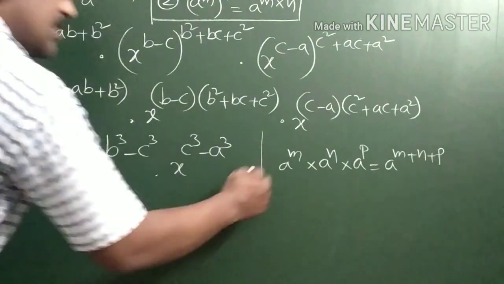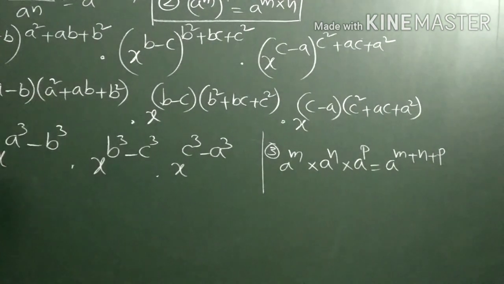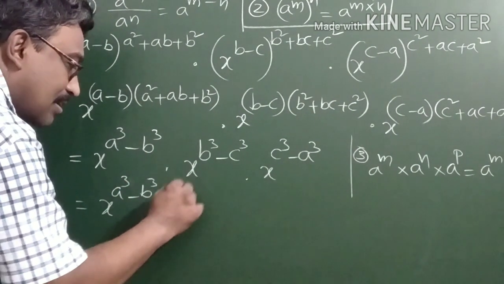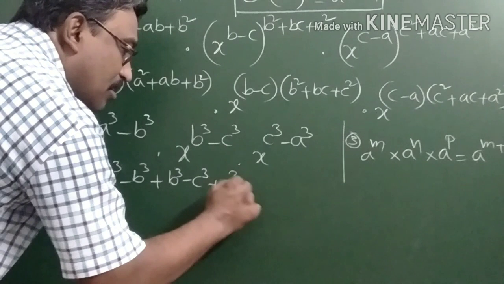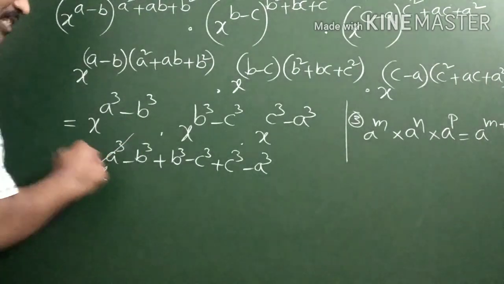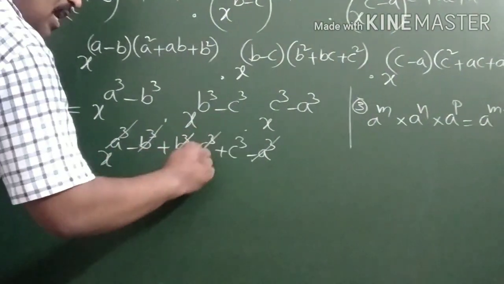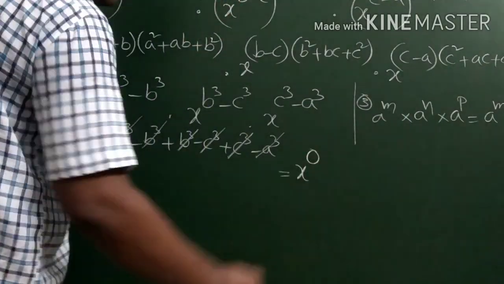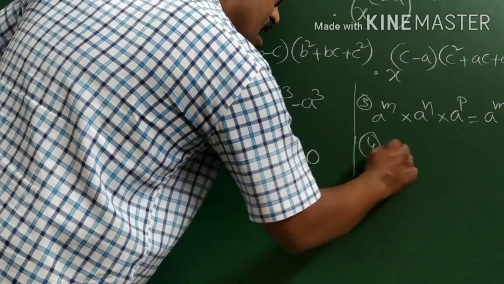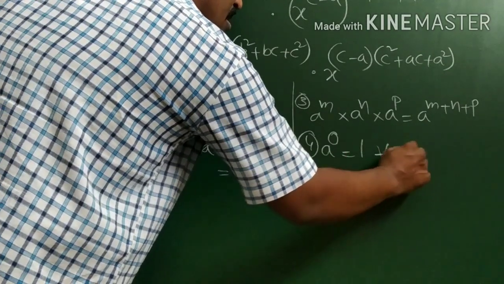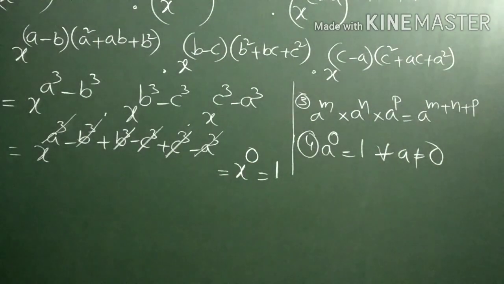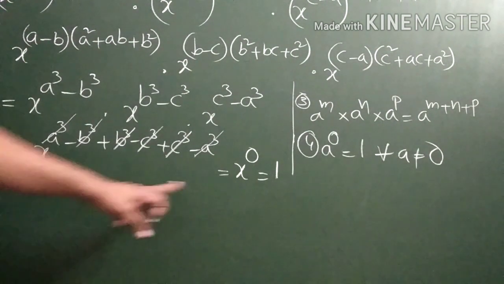Now this is the third formula I am using here, that is x to the power of (a³ - b³ + b³ - c³ + c³ - a³). Now plus minus, plus minus, plus minus, everything cancelled, x power 0 we got. Now the formula is a power 0 value is 1, where a is not equal to 0. Therefore x power 0 value is 1. So the complete question is solved and you got the value 1. Okay.